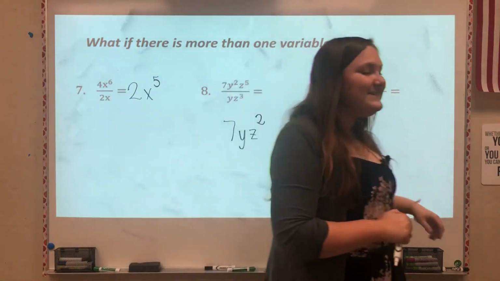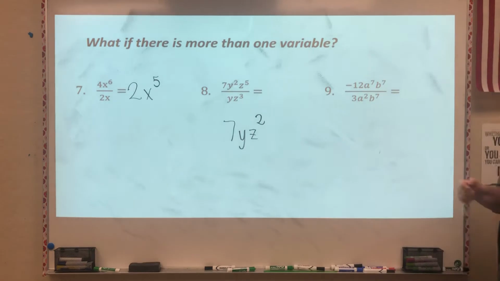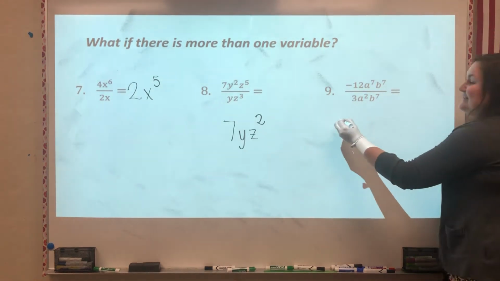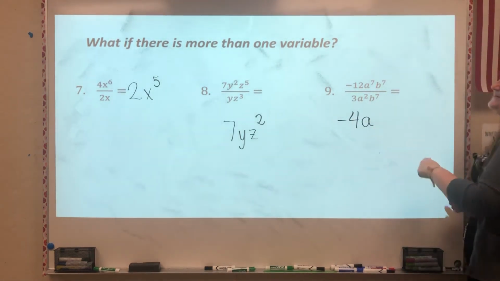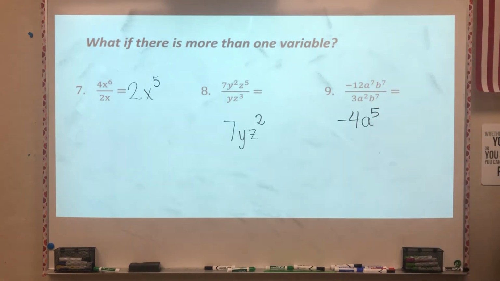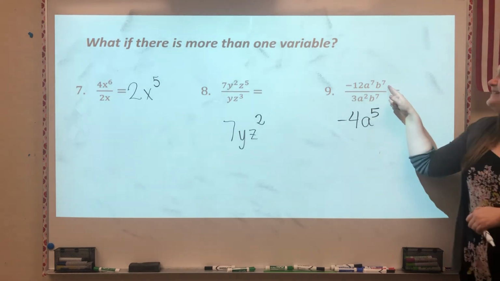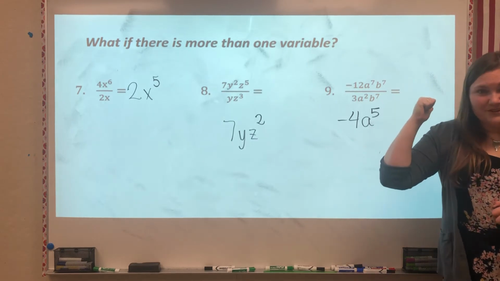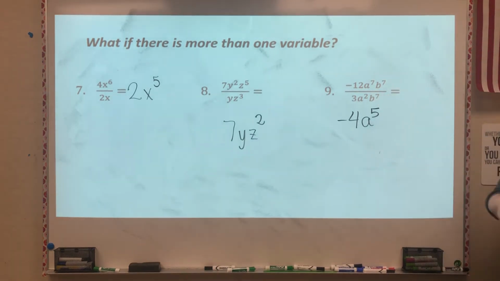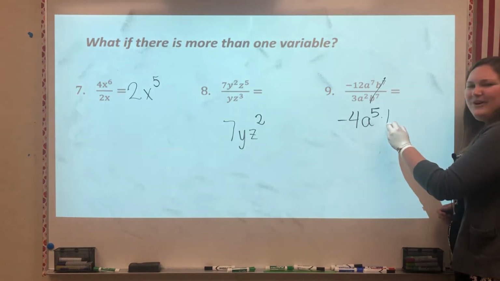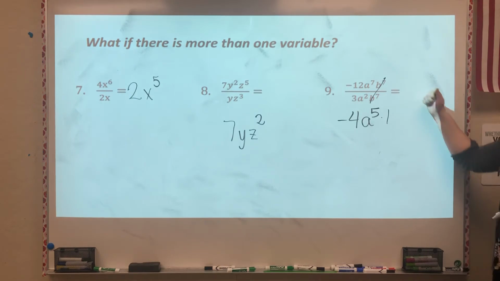Now for this last one, there's something fun that happens. Go ahead and try number 9. Well, for number 9, we've got negative 12 divided by 3. That leaves me with negative 4. When I divide my a's, I subtract 7 minus 2, which gives me the exponent 5. When I divide my b's, notice I'm dividing b to the 7th power by itself. That goes back to that exponent rule we learned earlier. When you're dividing something by itself, it's going to give you 1. Now you could write times 1, but anything times 1 is itself.